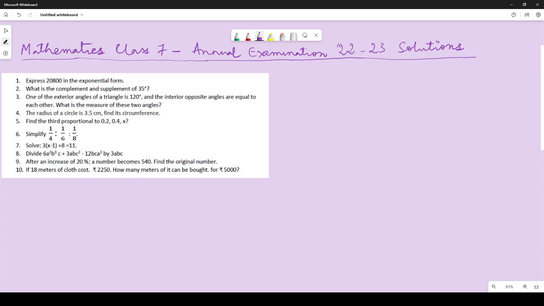So exponential form means that you have to find the prime factors of 20800. I found that many of you committed errors over here while you were finding the prime factors. So you divide it by 2, you get 10400. Then when you divide by 2, you get 5200. Then you get 2600. Then you get 1300.